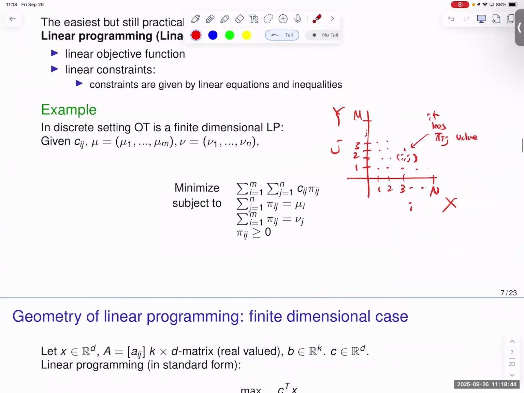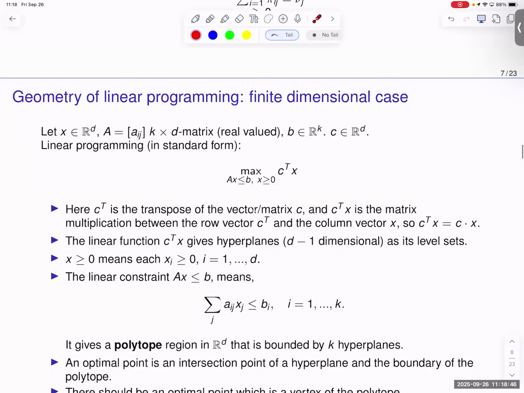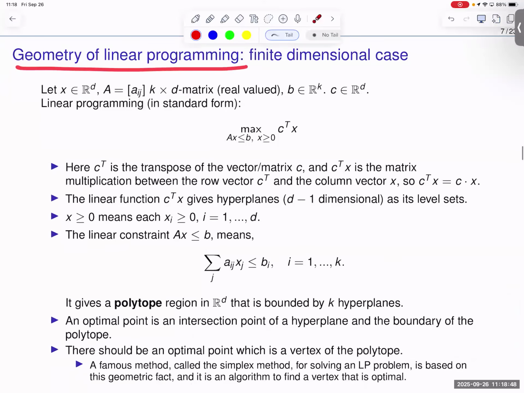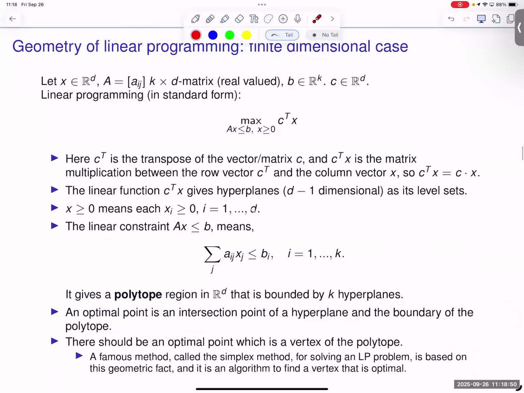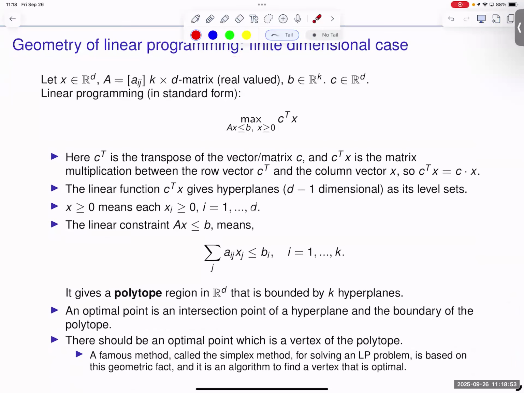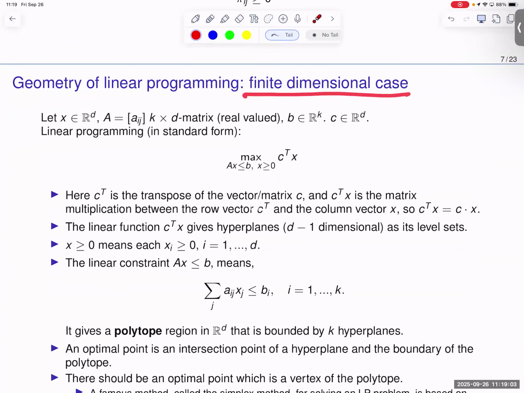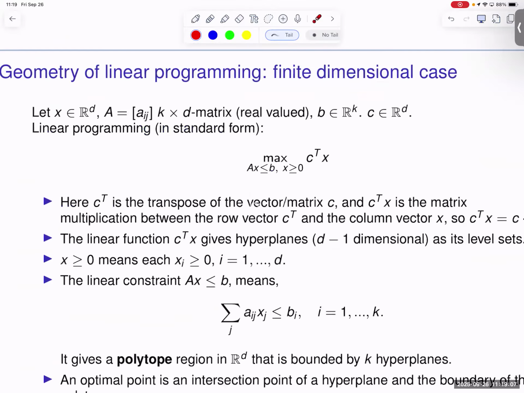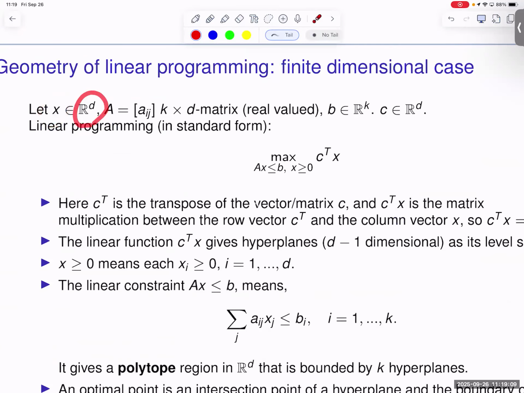Okay, let's consider something important about linear programming. To understand linear programming, you want to understand the geometric feature of such a problem. And let's discuss it in the finite dimensional case. So our decision variable, let's say, is in R^d, d-dimensional space.